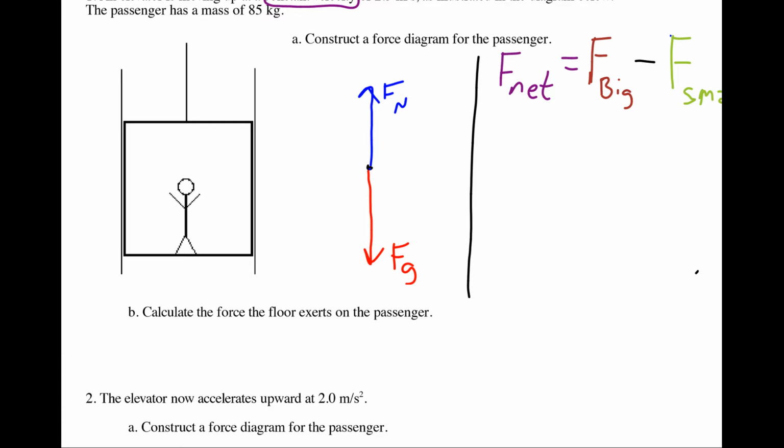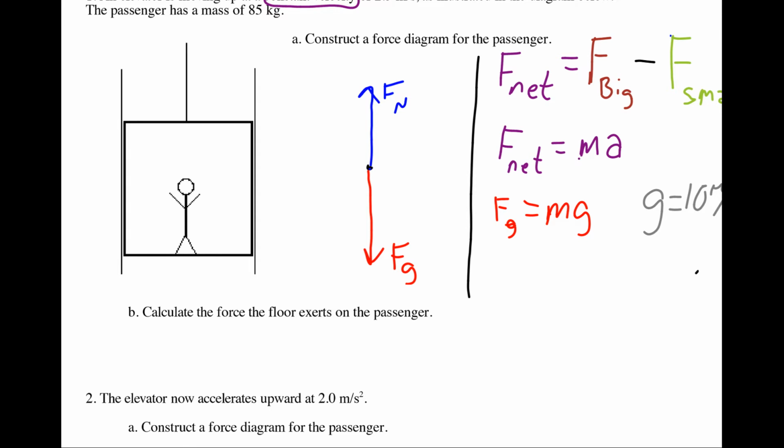The other formula that we need to use is saying that F net is equal to mass times acceleration. So net force is equal to mass times acceleration. Some other important things that you need to know. The gravitational force is equal to mass times gravity. And the last thing that you really need to know is that gravity is equal to 10 meters per second squared.